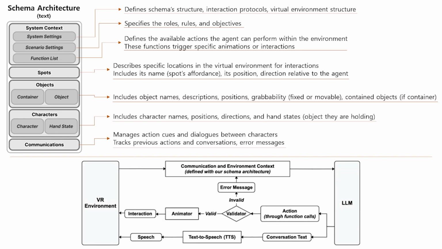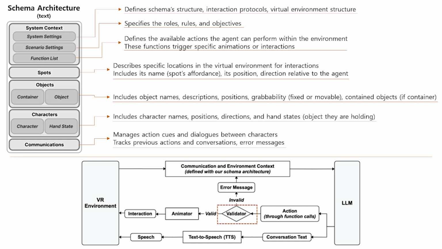Now let us explore how the VR simulation utilized this schema to communicate and operate with the LLM agent. The VR environment structures real-time information following the predefined text-based schema architecture and provides it to the LLM agent. The LLM selects an action from the function list within the schema architecture. At this stage, it must correctly specify the spot and object name. The game engine validates the selected function call by checking whether the function, spot, and object states are appropriate.